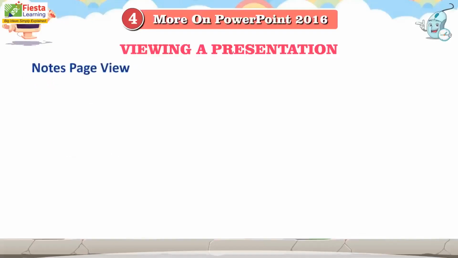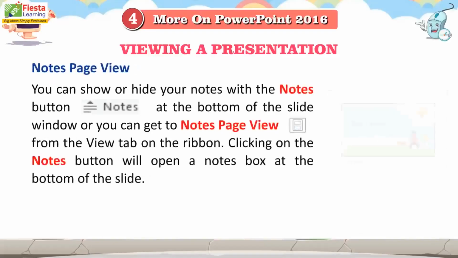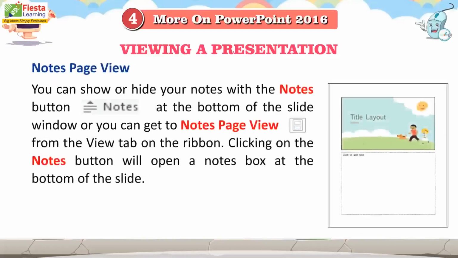Step 1. Select the View tab and click on the Slide Sorter button from the Presentation Views group. Step 2. All the slides of your presentation will be displayed in thumbnails with a thick border around the selected slide. Notes Page View. You can show or hide your notes with the Notes button at the bottom of the slide window, or you can get to Notes Page View from the View tab on the ribbon.